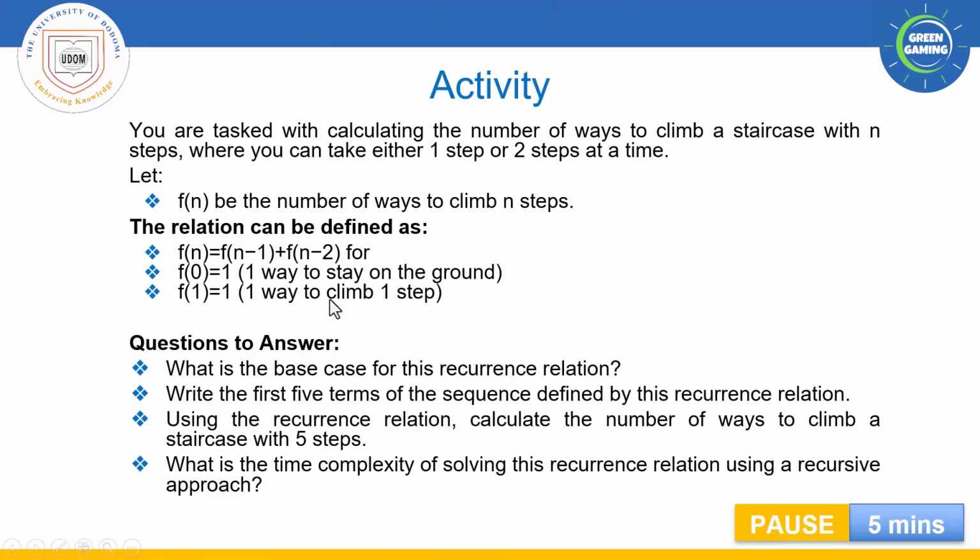So you have been given an activity where you are tasked with calculating the number of ways to climb a staircase with n steps, where you can take either 1 step or 2 steps at a time. So let f(n) be the number of ways to climb n steps. The relation can be defined as f(n) = f(n-1) + f(n-2). So the questions: what is the base case for this recurrence relation? What are the first 5 terms of the sequence defined by this recursive relation? Then using the recurrence relation, calculate the number of ways to climb a staircase with 5 steps. After that, what is the time complexity of solving this recurrence relation using a recursive approach?